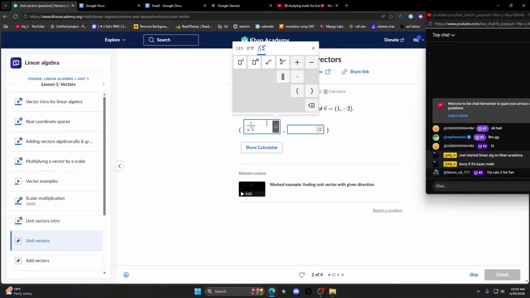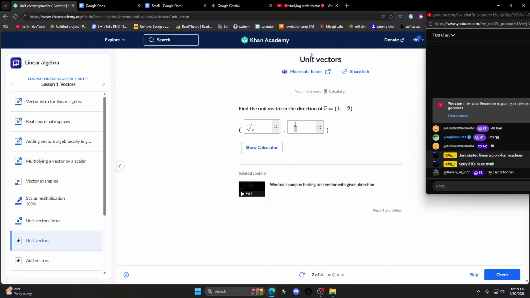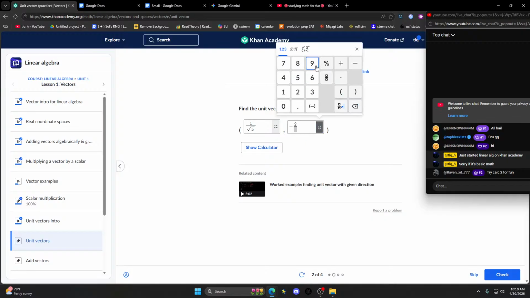And what was the other one? Okay, -2 over the same thing. What the hell did it type there? What the hell? Oh my gosh. Oh my god, what is this? How did they even design these crappy UIs, bro? Okay.